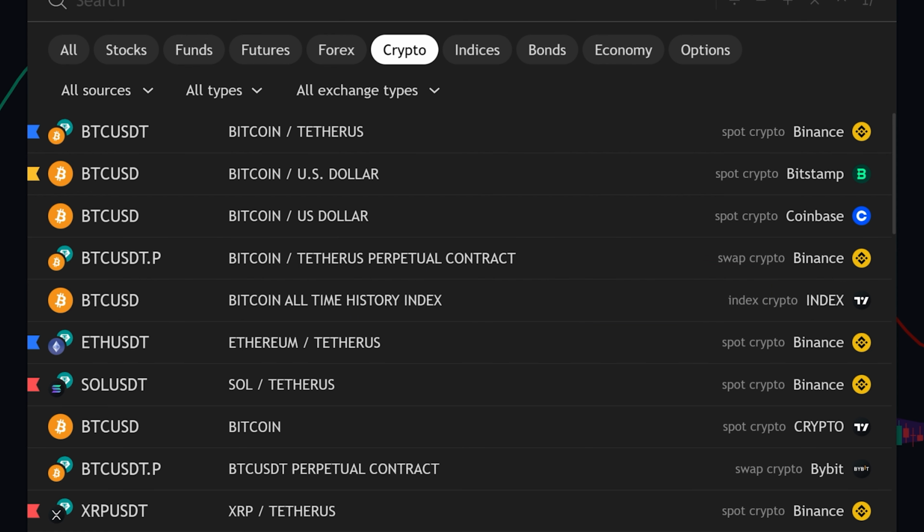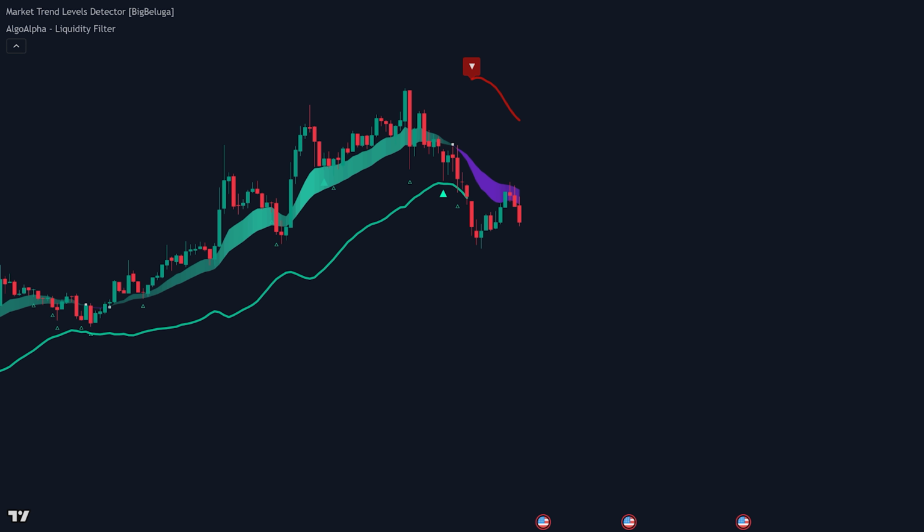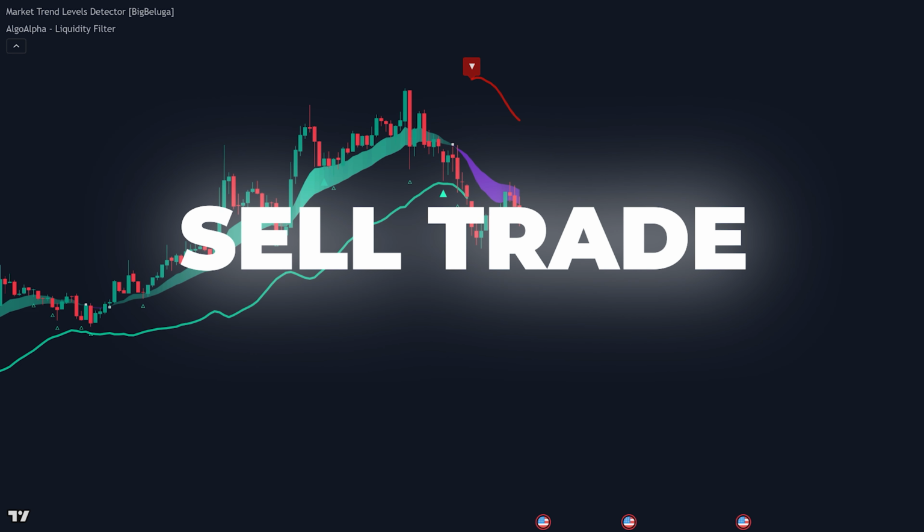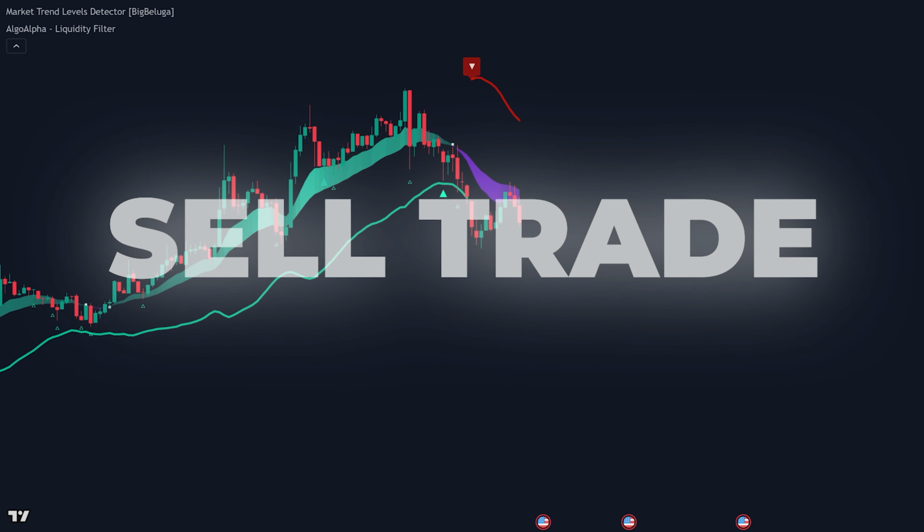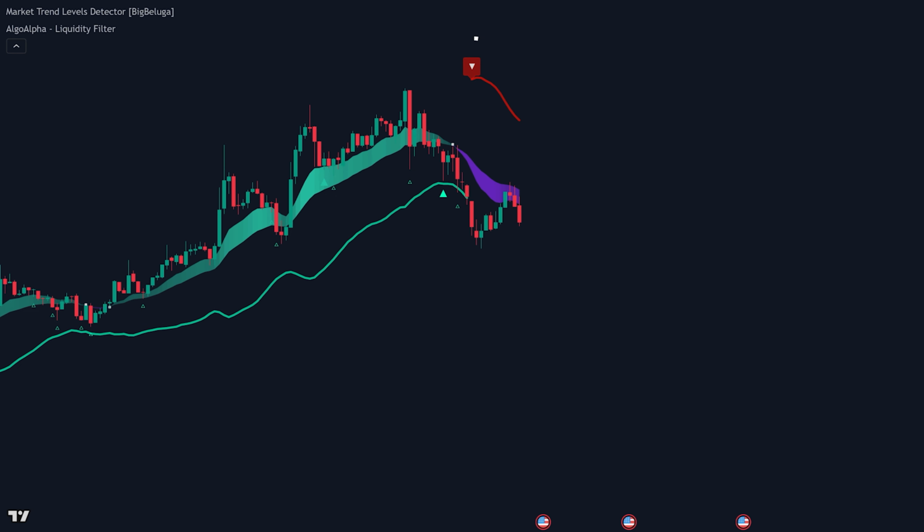Let's switch to the Bitcoin chart to look for the last trade for this video. Sell trade setup. First, we wait for the liquidity sweep filter indicator to generate a sell signal. Next, we confirm the trend direction using the market trend levels detector indicator. The shaded area on this indicator should be purple, indicating a bearish trend.